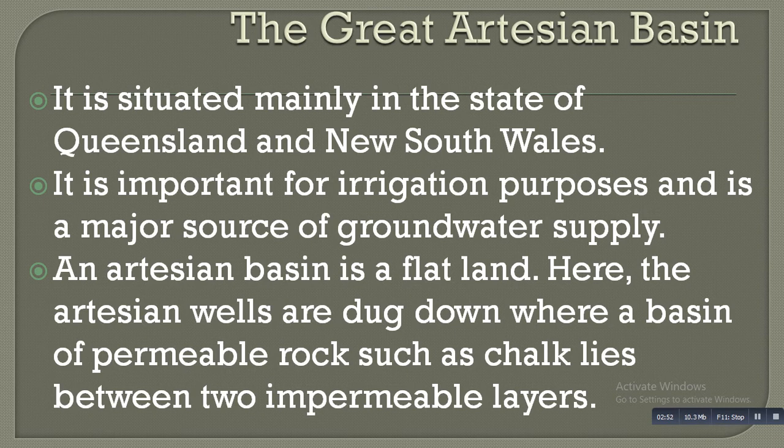It is important for irrigation purposes and is a major source of groundwater supply. An artesian basin is a flat land where artesian wells are dug, where a basin of permeable rock such as chalk lies between two impermeable layers. The impermeable layers do not allow the water to go through and the water gets collected. If the water level is high, the water will gush out like a fountain.